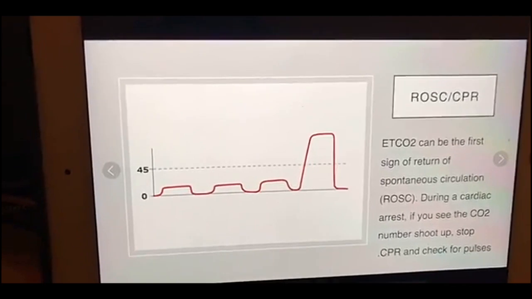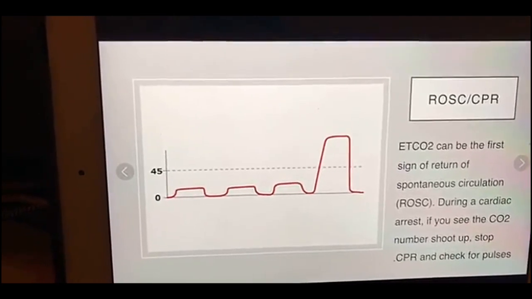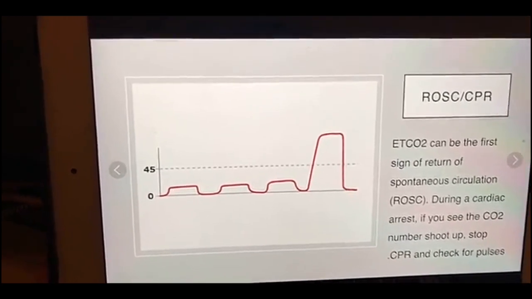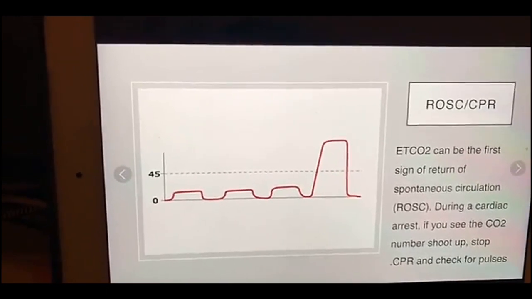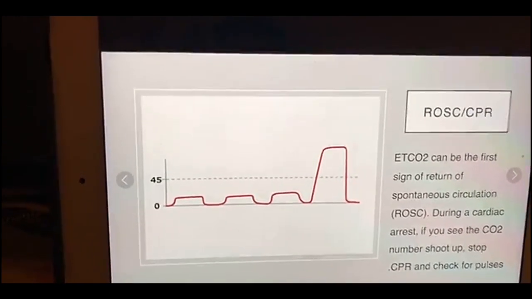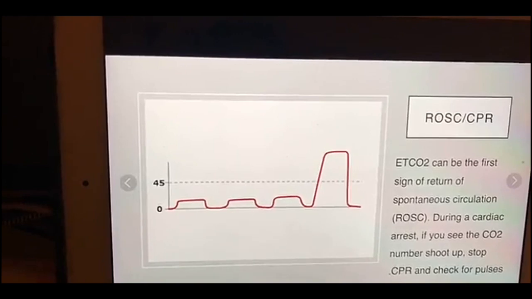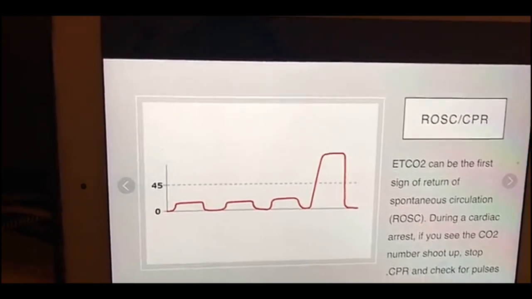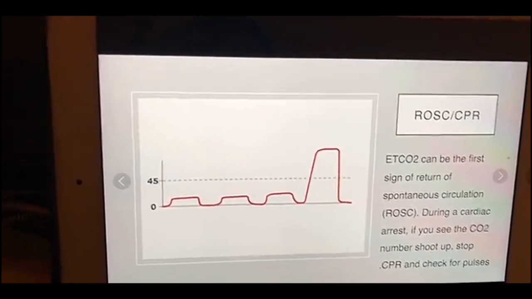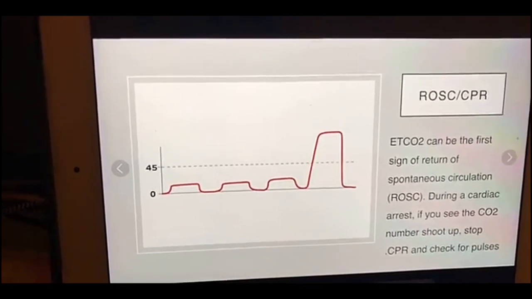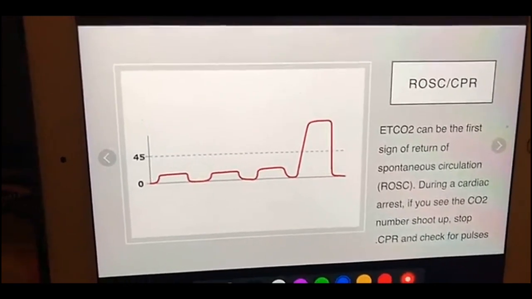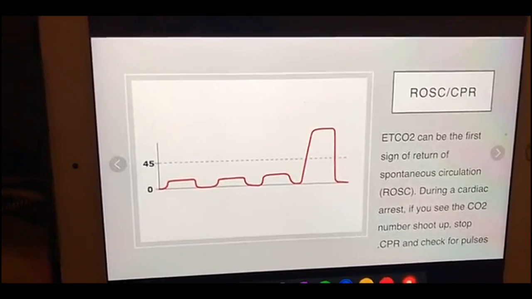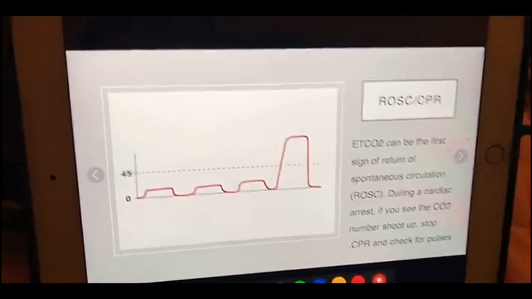So in this case, capnography will improve the quality of care given to patients during CPR by letting the paramedics or healthcare providers perform continuous and efficient chest compression without disruption to check the pulse every once in a while. Once we see this high peak in the waveform, we will stop and check the pulse.